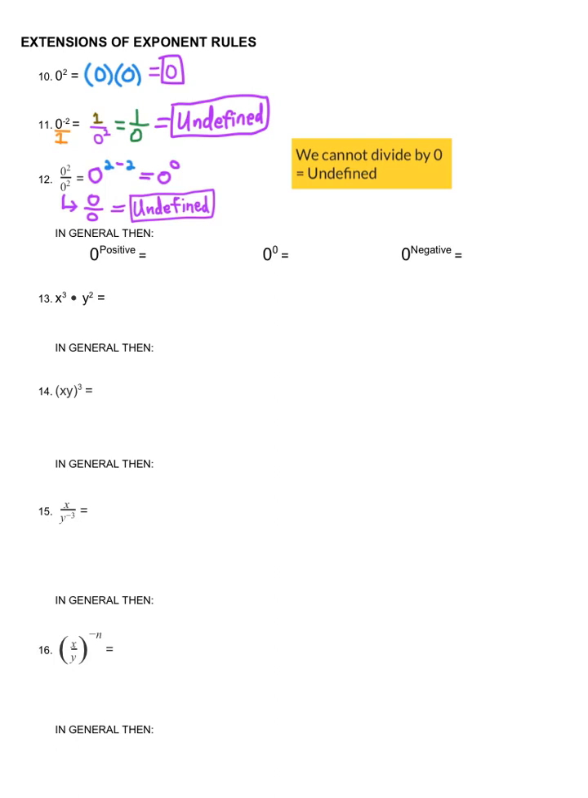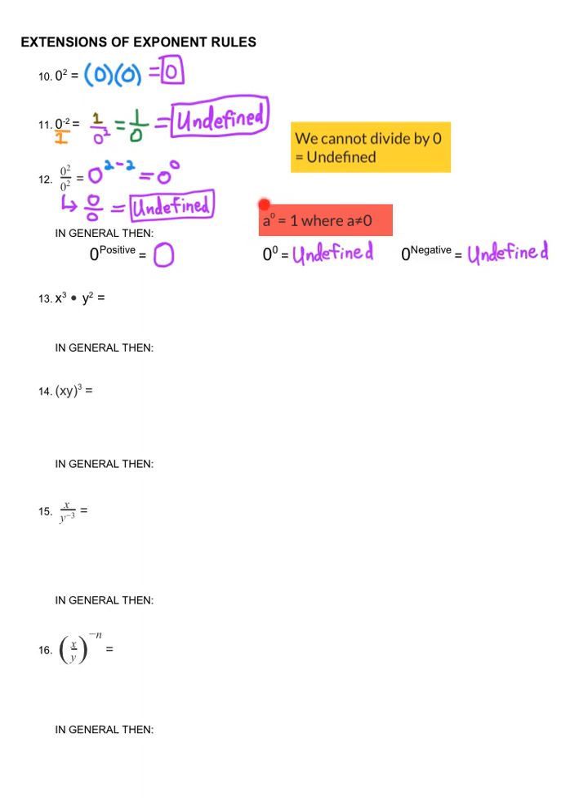Take a moment and fill in then our 0 to the positive, 0 to the 0, and 0 to the negative. What did we discover? Well, we found that 0 to a positive is just 0. 0 to the 0 power is undefined. And 0 to a negative power is also undefined. So note, anything to the power of 0 is 1, except if the base is 0. So when we say that phrase, it's actually implying that a does not equal 0. So we don't write it, but it is implied. Oftentimes we don't talk about special cases. It's good to note, but after you've noted them, we typically don't talk about it again.